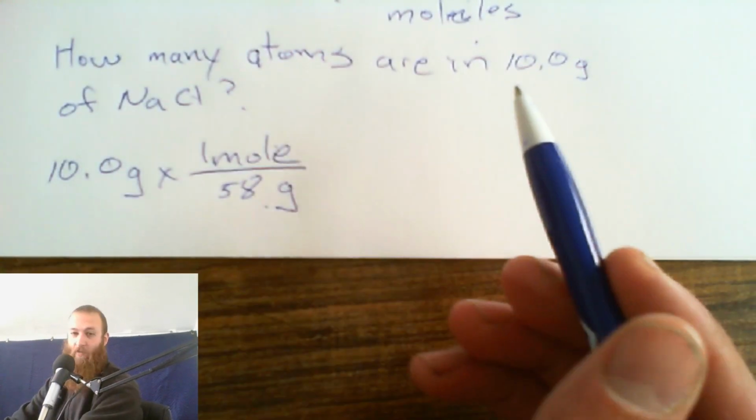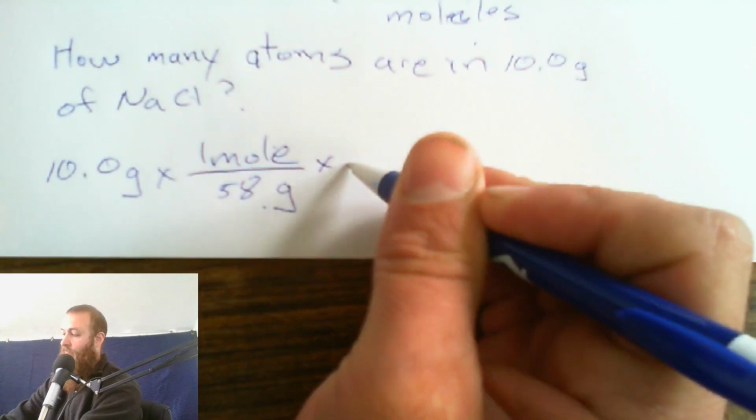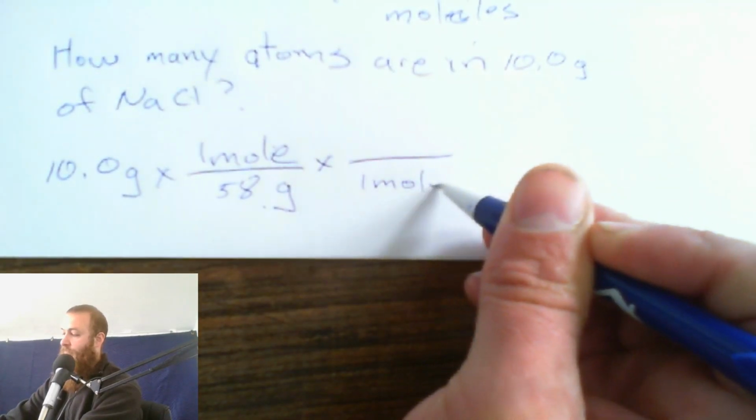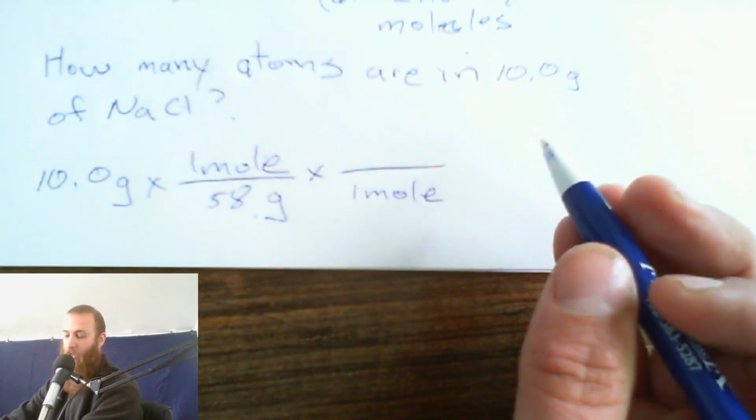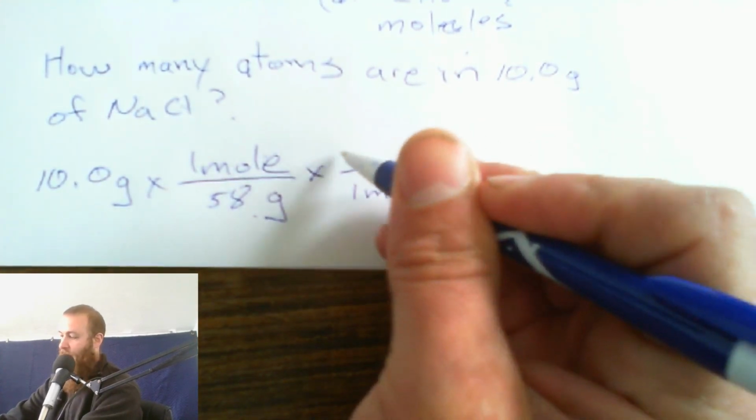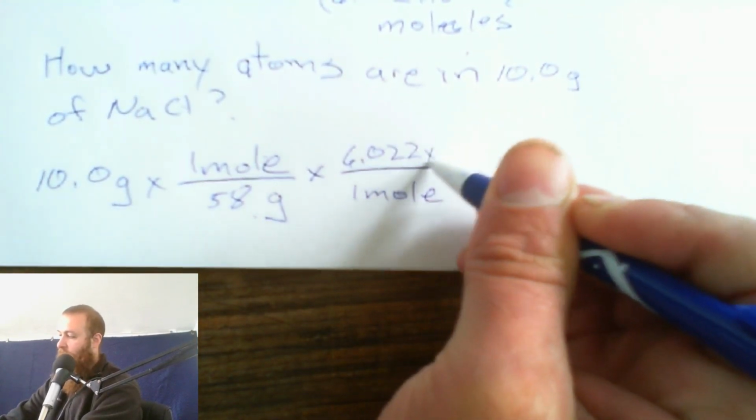Now, we're not in atoms, okay? I want to cancel out moles. Now, how many things are in a mole? Well, Avogadro's number, 6.022 times 10 to the 23rd.